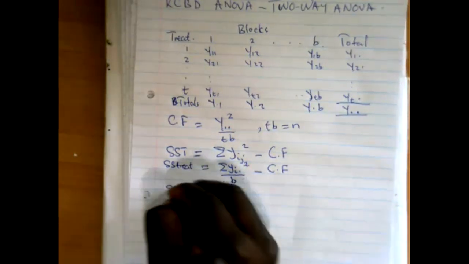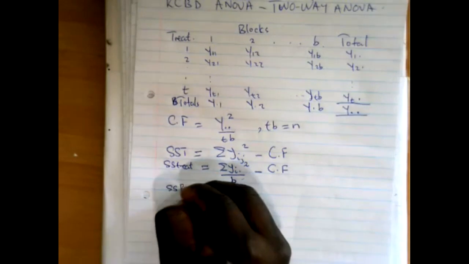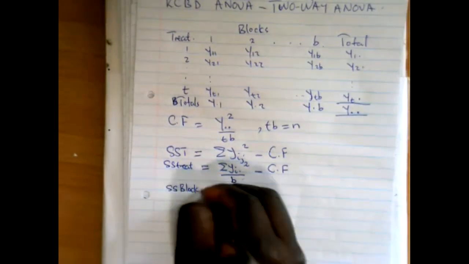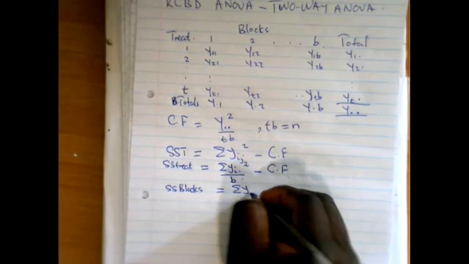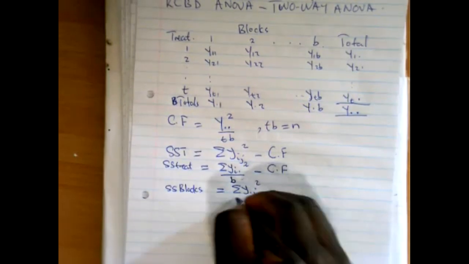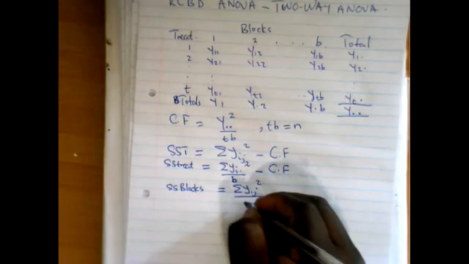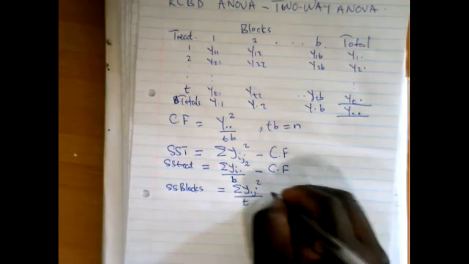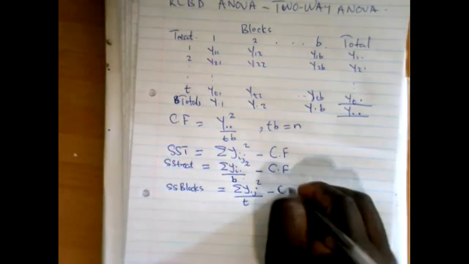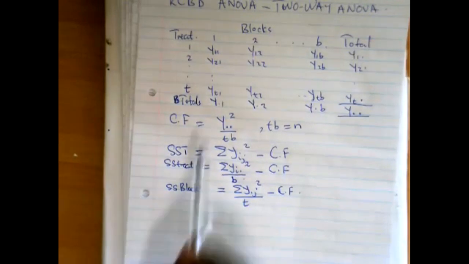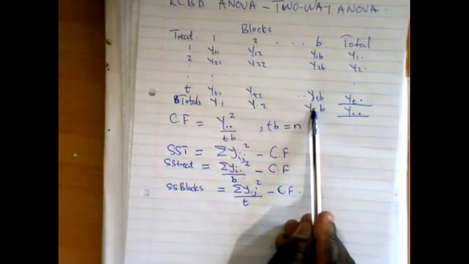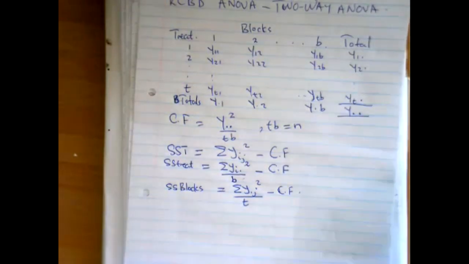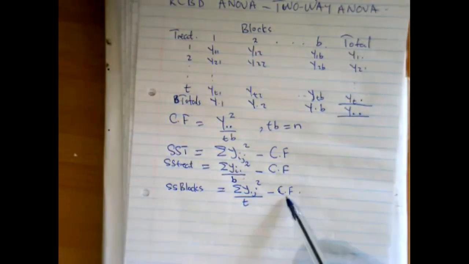Then SS blocks will be equal to the summation of Y dot j squared over the number of treatments, minus the correction factor. So for blocks, we square this plus this squared plus this squared plus this squared. We divide by the number of treatments. That is very, very important. And we subtract the correction factor.